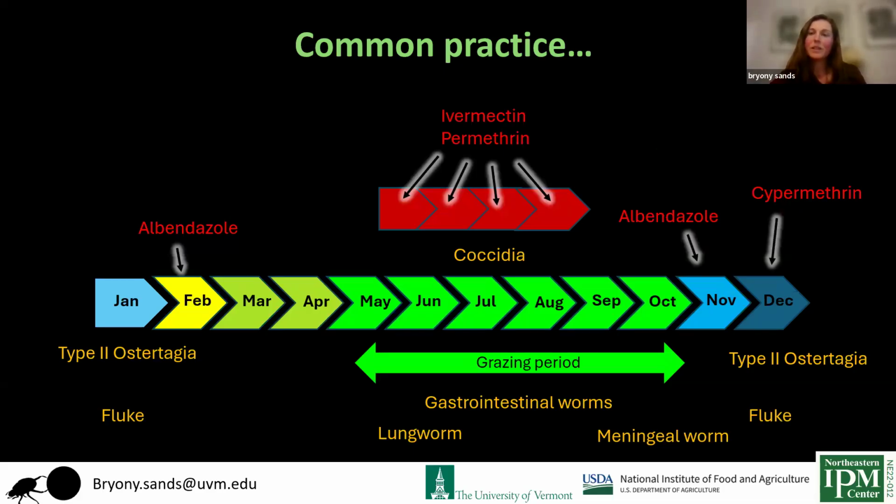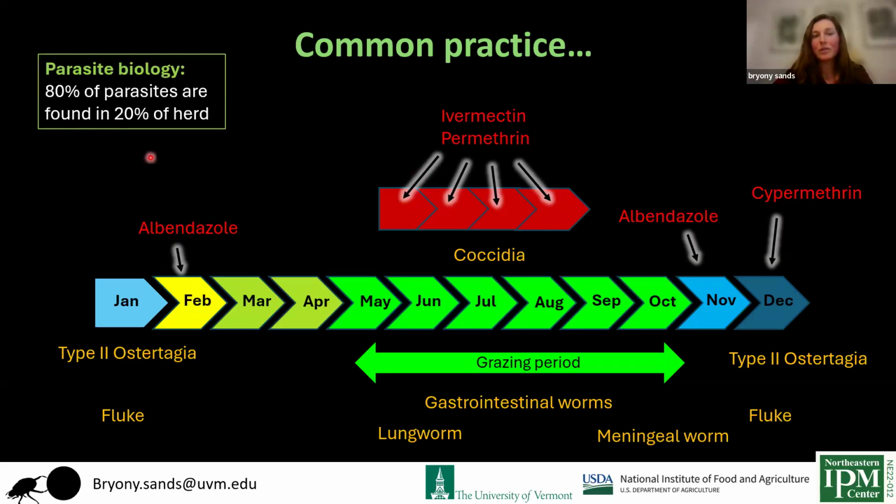So this can be perceived as the lowest risk and the lowest cost method. However, we will see that that is not necessarily true, especially when we consider parasite biology. We know that about 80% of parasites are generally found in just 20% of the herd. So that means most of the parasites are actually in a small number of animals. And by treating the whole herd regularly like this, it could really be seen as a bit of a waste of time and money because not everyone necessarily needs treating.